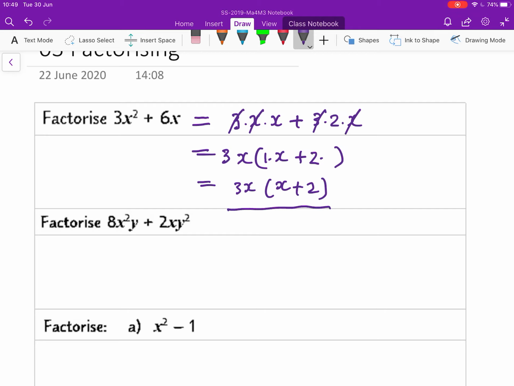You can always check your answer if it's accurate. Multiply this in again. 3x times x is 3x squared. And 3x times 2 is equal to 6x. So you know your answer is correct.